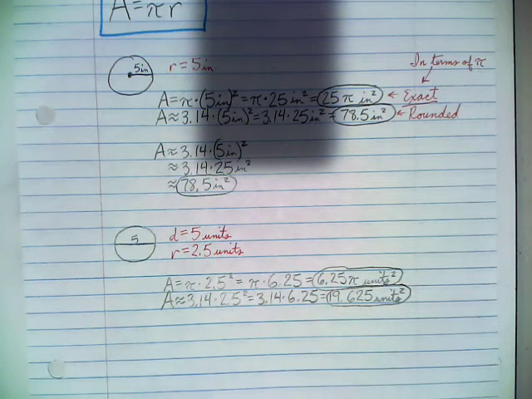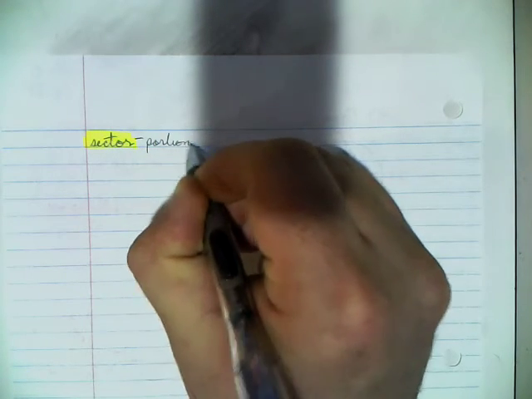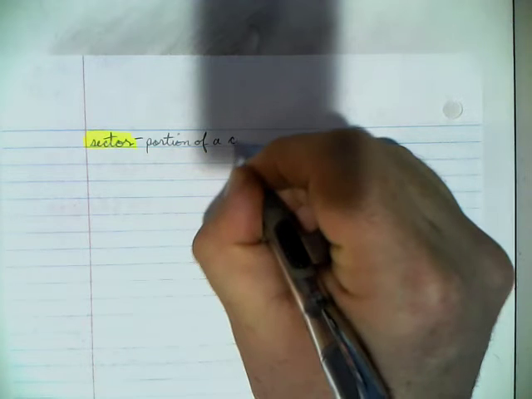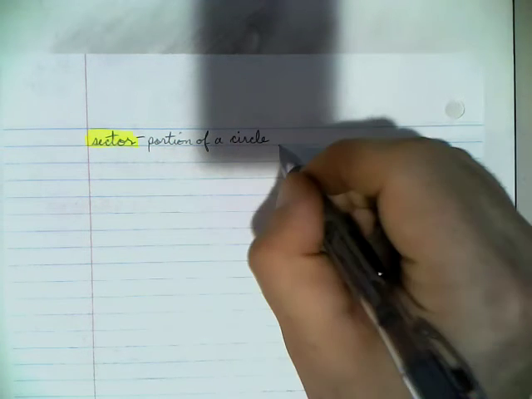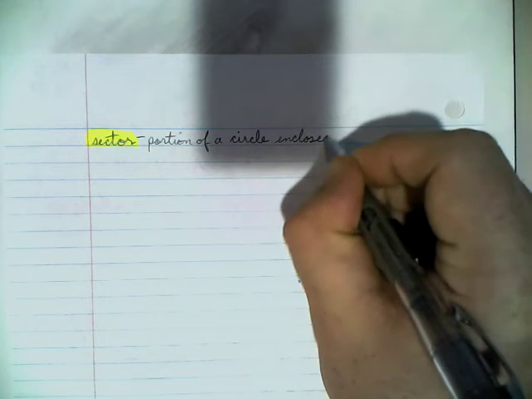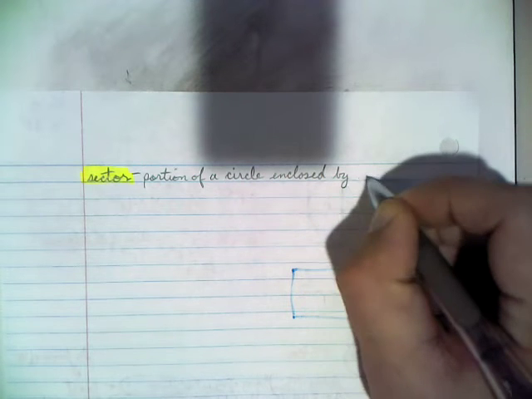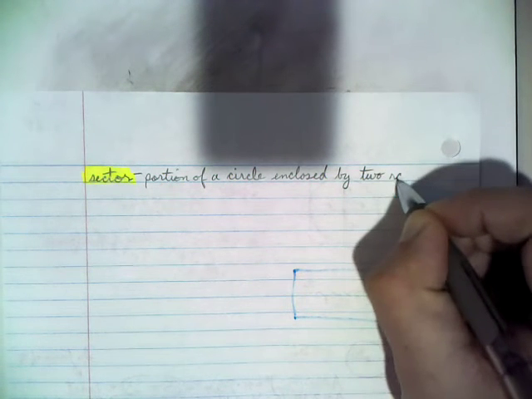And then from here, we're going to switch gears a little bit onto the back. And we have a vocab term called a sector. And since that is a vocab term, I am going to ask you to go ahead and highlight that in yellow. So a sector is a portion of a circle enclosed, surrounded by, so enclosed by two radii.